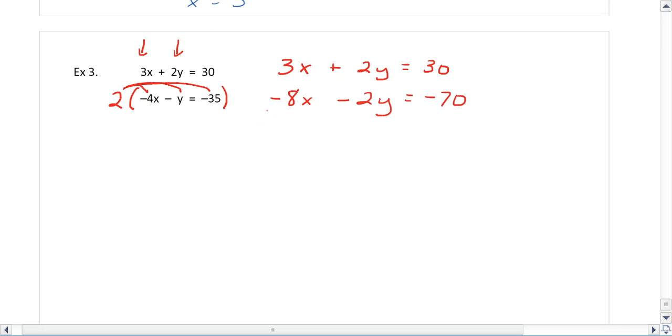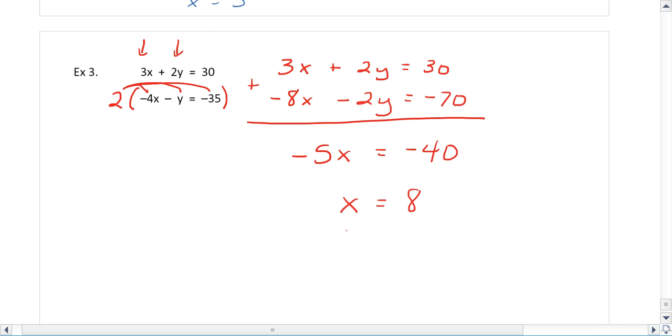Now you can see this one would be a little harder to graph with the 30 and the 35. So the algebra methods are very useful. So now if I have planned ahead correctly, when I add these two, the y should disappear. 3x minus 8x is -5x, and indeed 2y minus 2y is 0, and then 30 and -70 is -40. Divide both sides by -5, and x is +8.